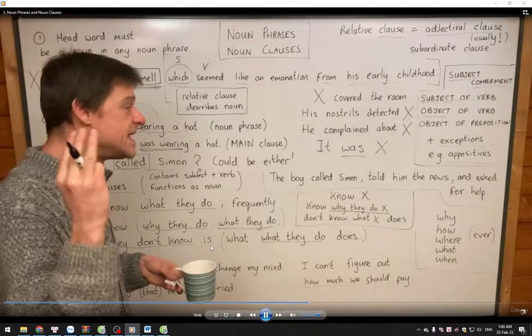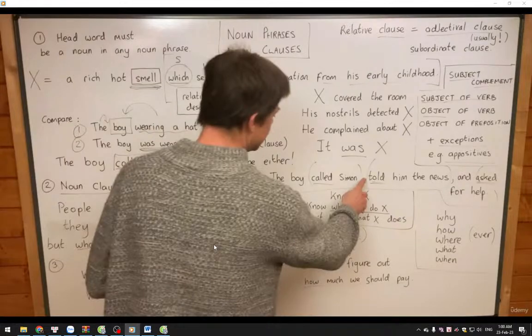It might mean that. But if we just take this comma away, then we've got the boy called Simon told him the news and asked for help. And we need to take this one away as well. Take that Oxford comma away. The boy called Simon told him the news and asked for help. Maybe we mean that. Maybe we mean the boy whose name was Simon told him the news and asked for help.